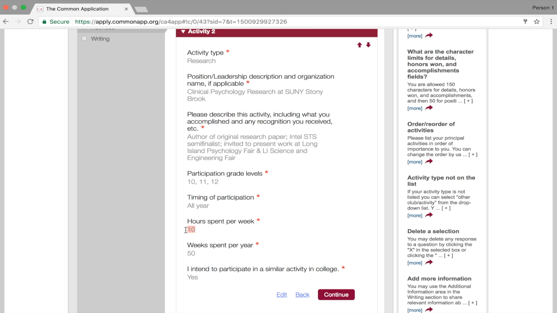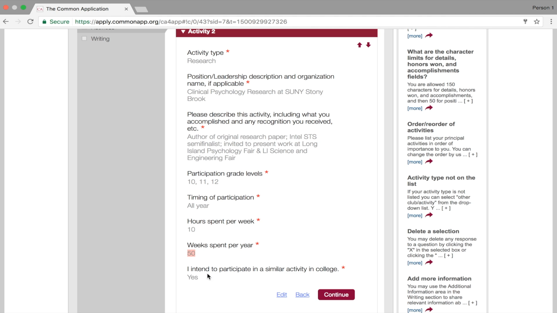So I kind of averaged it. Honestly, this is much more representative of how much time I spent during the school year, because I would be in the lab 9 hours every week, and then I would have to do reading outside of that. This is such an understatement. Anyway, weeks per year, I put 50 because we would not be there for winter break.